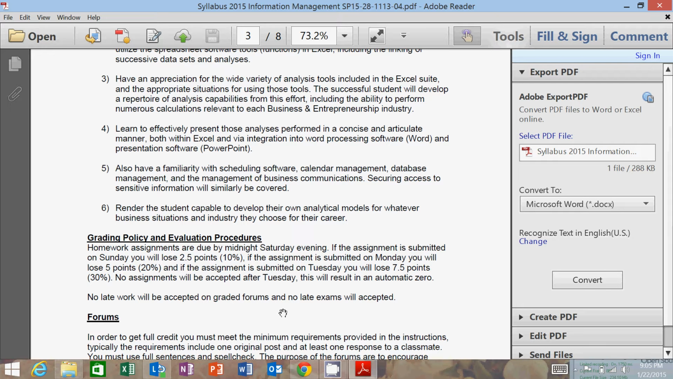Discussion board forums, there's no making up. You have to make sure you're staying on top of those. There's only 7 of them throughout the semester, and I hate to say this, but they're really not that difficult. As long as you're completing it in full sentences and giving some thought to it, there's no reason that you shouldn't get the full points for that.